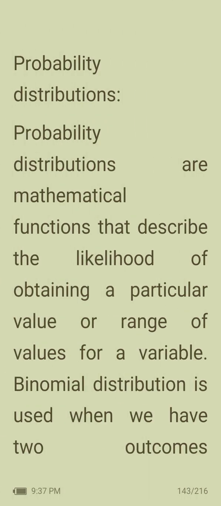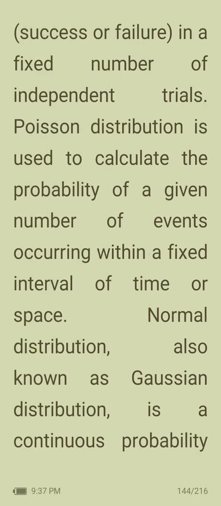Probability distributions. Probability distributions are mathematical functions that describe the likelihood of obtaining a particular value or range of values for a variable. The binomial distribution is used when we have two outcomes, success or failure, in a fixed number of independent trials. Poisson distribution is used to calculate the probability of a given number of events occurring within a fixed interval of time or space.